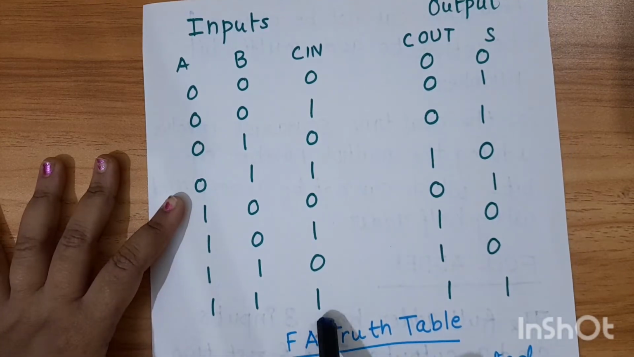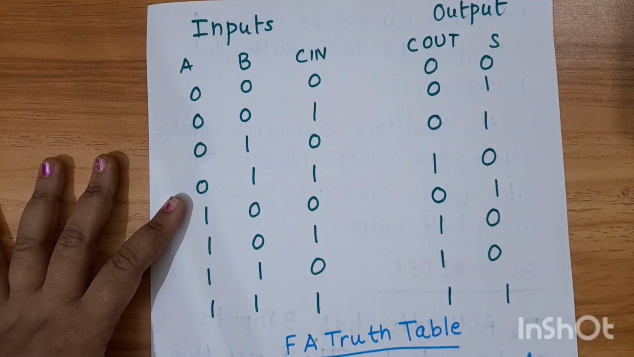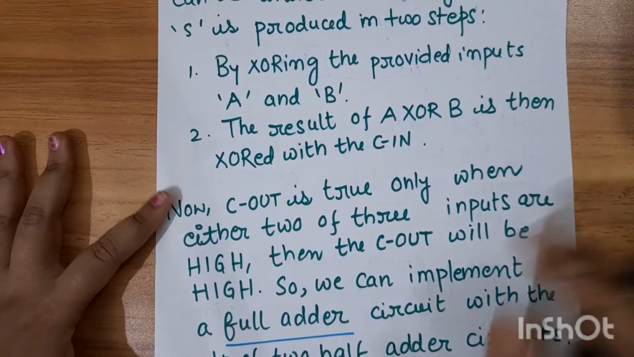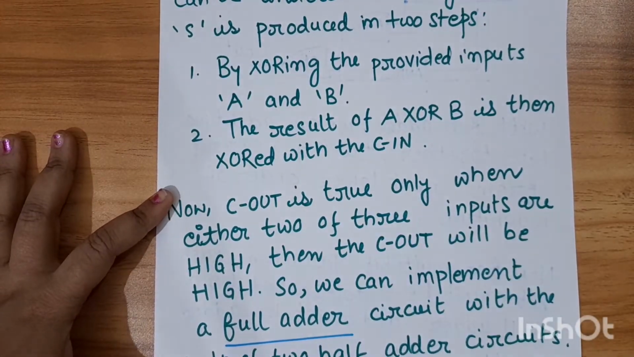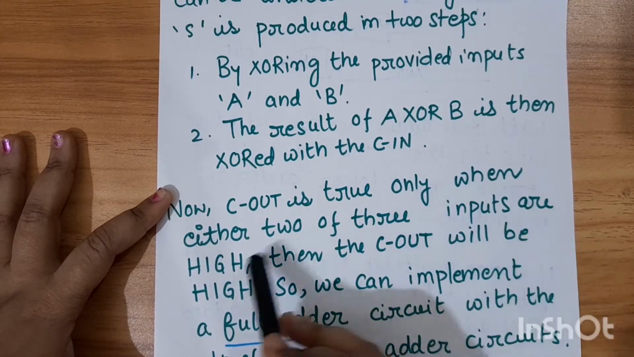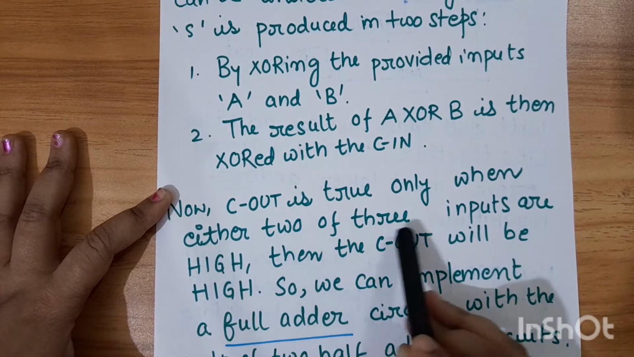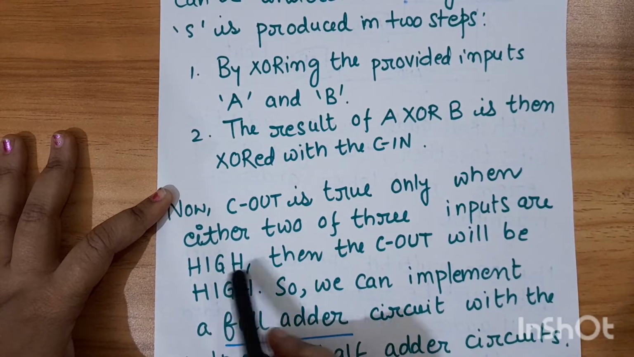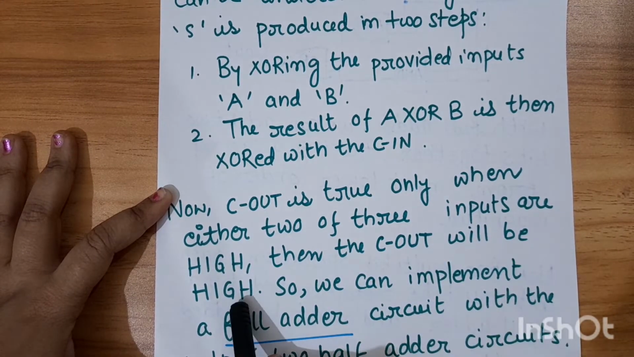For 1 1 1, there are three ones. First of all, A and B are XORed; 1 1 is an even number of ones, so 0. Then 0 is XORed with C in 1, so the sum is 1. C out is 1 only when at least two of the three inputs are high. Then the C out will be high.